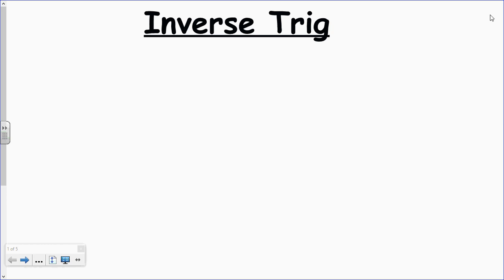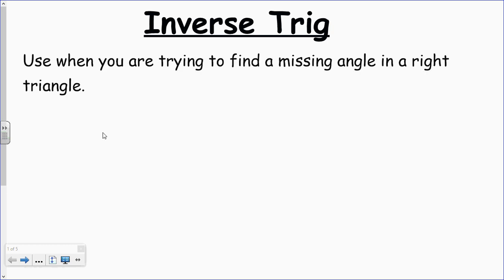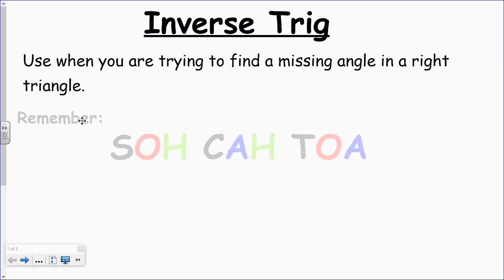Alright, so we're going to take notes on inverse trig. So we're just going to talk about what's the difference between using trig and then using the inverse trig function. So we're going to use inverse trig when we are trying to find a missing angle in a right triangle. So we're given the length of two sides, but we're actually trying to find an angle. So we're still going to use the information from trig.